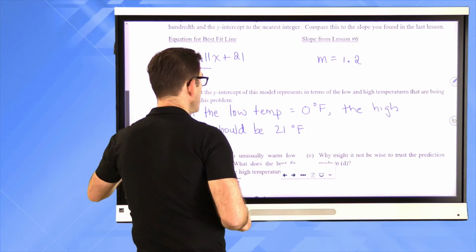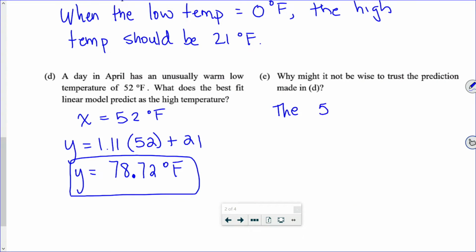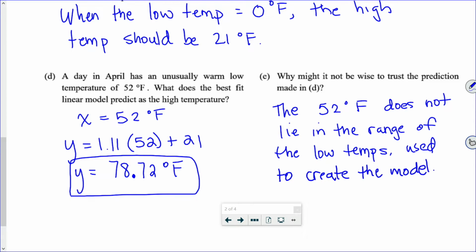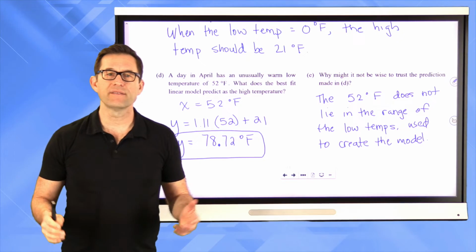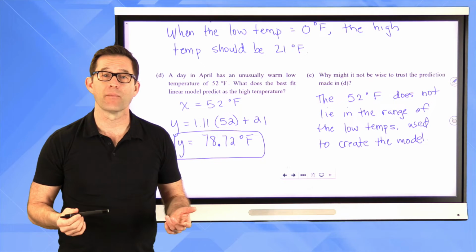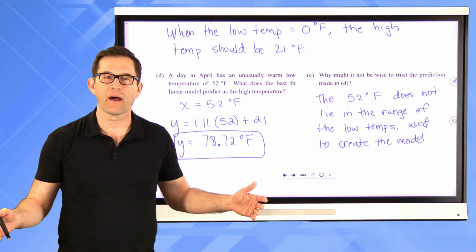All right, so I'm just going to say the 52 degrees Fahrenheit does not lie in the range of the low temps used to create the model. So in other words, I'd feel pretty good about using my model to predict a high temperature if I was given a low temperature that was somewhere in that range of the low temperatures that we used to develop the model. But as soon as we go outside of that, I might not feel as comfortable.